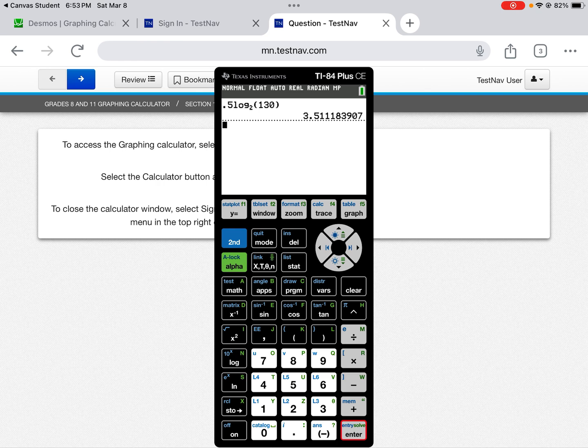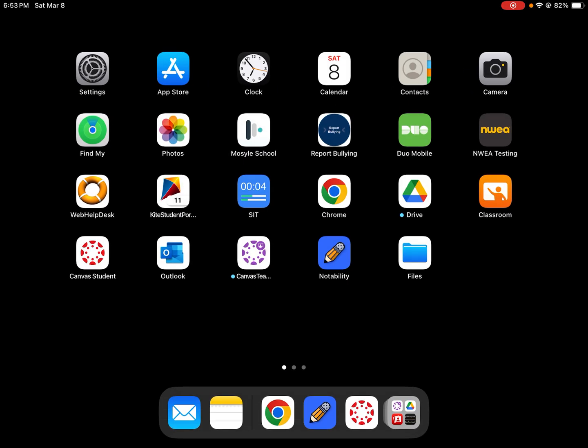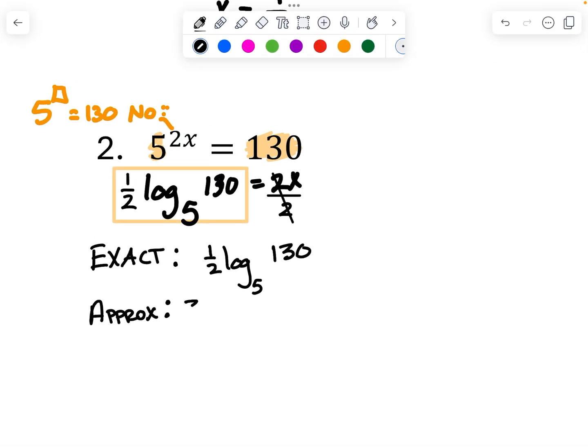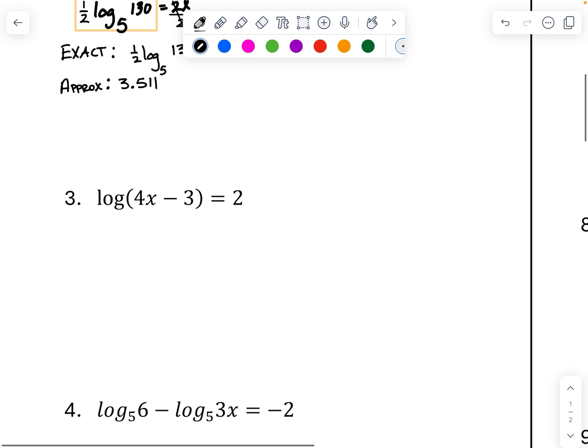And let's say, are we going to go to the thousandth? I think we should go to the thousandth. So 3.5111. 3.511 will be my estimated answer. Okay.